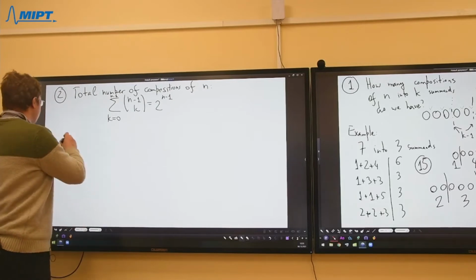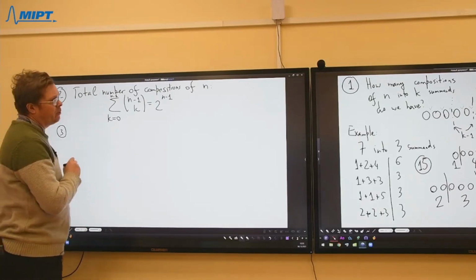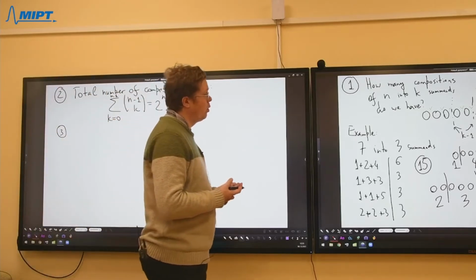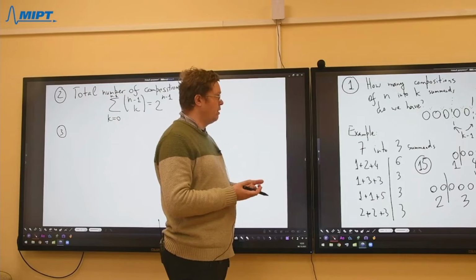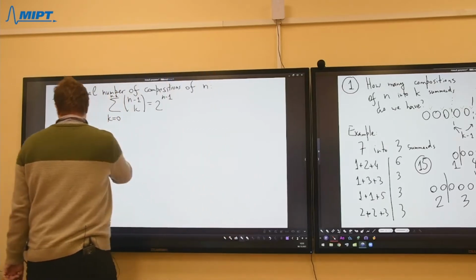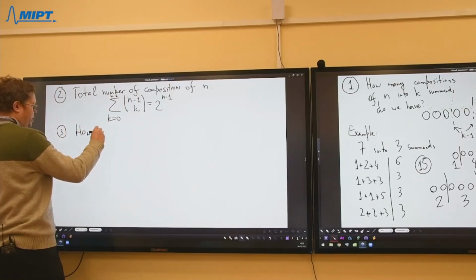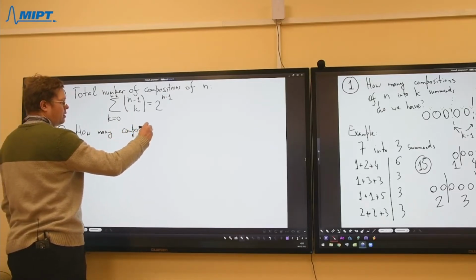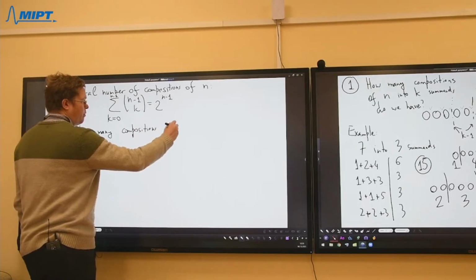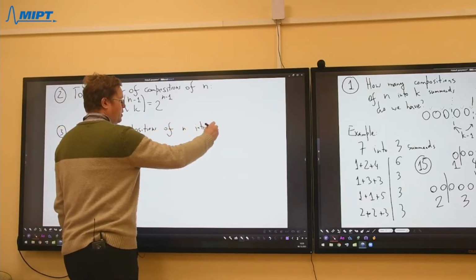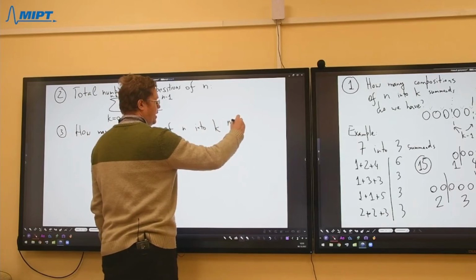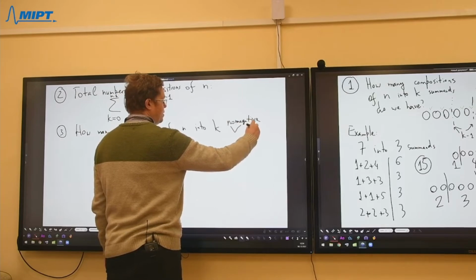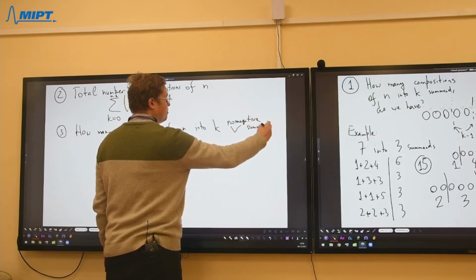Okay, so maybe I'll just check that you understood correctly. What if we look at the composition not into natural sums, but non-negative sums? How many compositions of n into k non-negative sums do we have?